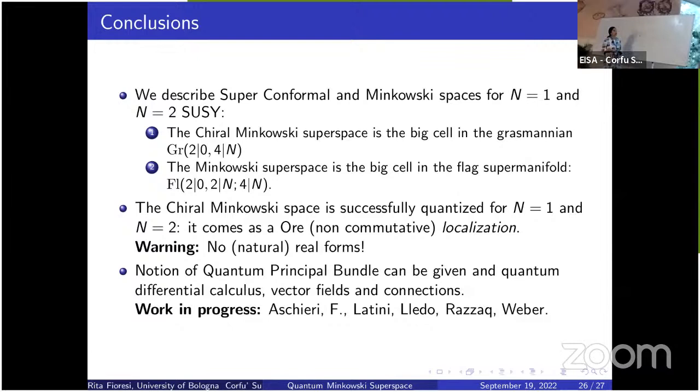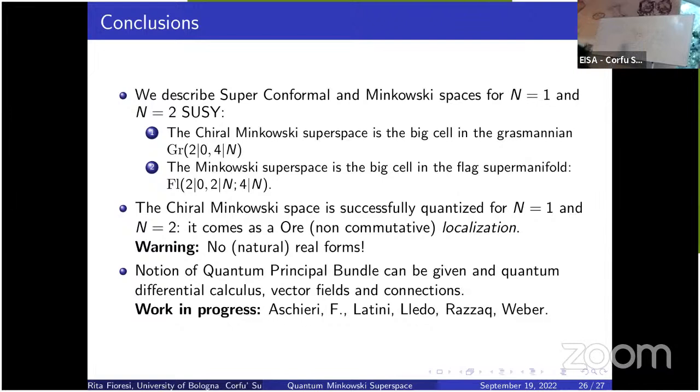The chiral Minkowski is successfully quantized for n equal one and n equal two using non-commutative localization, but with a warning: there are no natural real forms. To get real forms, Penrose tells us we have to go to the flag. This is more difficult. We're trying, we're working. We have given a notion of quantum principal bundle. We are in the process of understanding quantum differential calculus, vector field and connection. This is work in progress with my many collaborators.